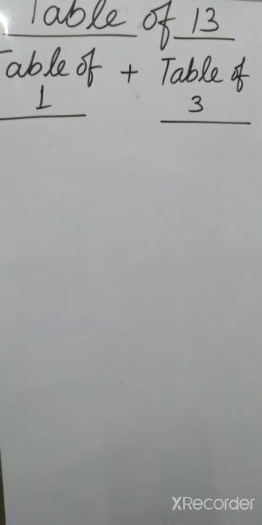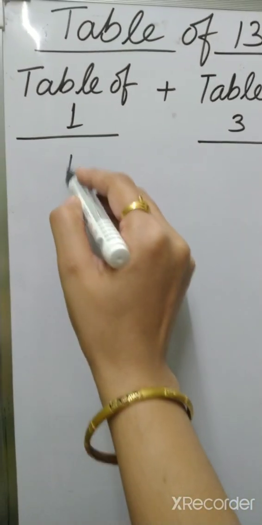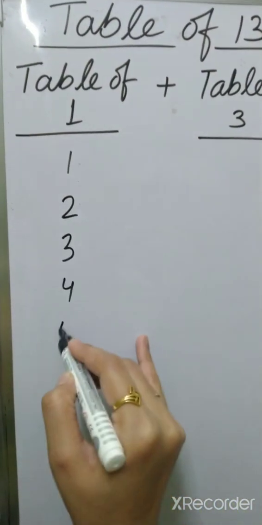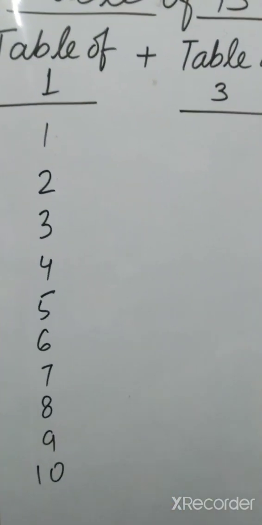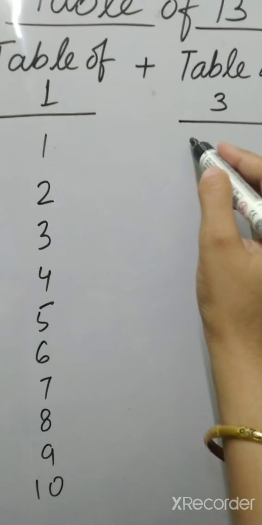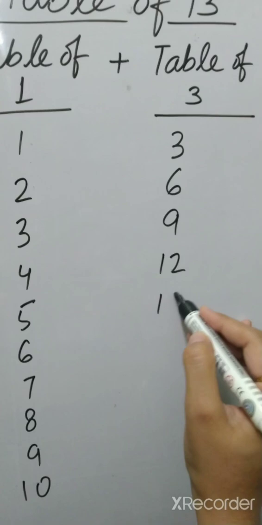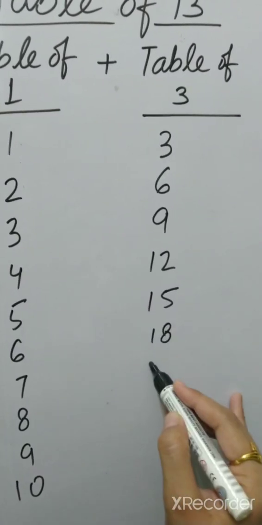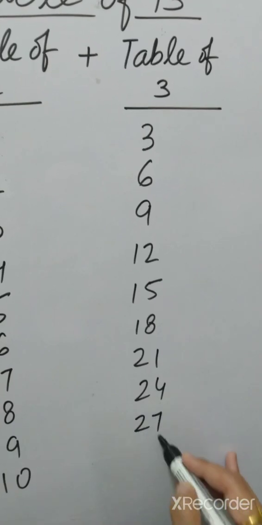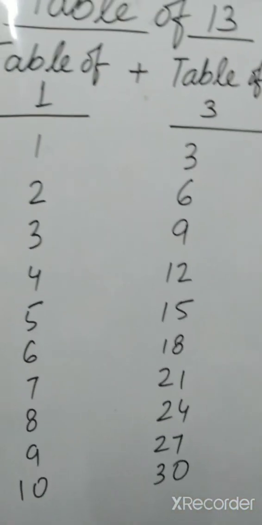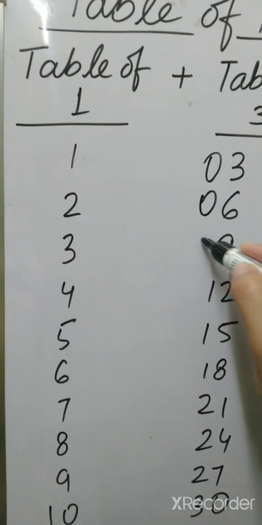In the same way, you can write the table of 13. First, you will write the table of 1. 9 and 10. Now you have to write the table of 3. 3 threes are 9, 3 fours are 12, 3 fives are 15, 3 sixes are 18, 21, 3 eights are 24, 27 and 30. And we will add just like we did in the table of 2.